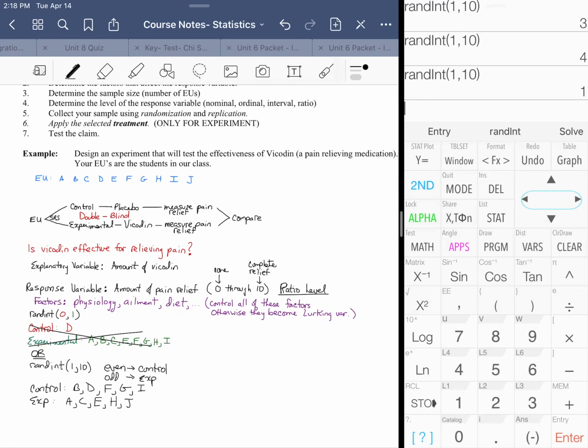All right. Collect sample using randomization and replication. Randomization we just did in order to come up with our sample to begin with. We had our sample size given to us, so we didn't really have to determine that. We kind of killed two birds with one stone.